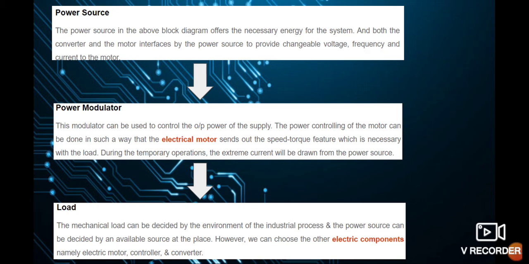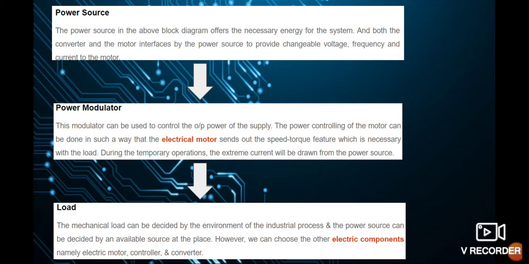Next one is the power modulator. The power modulator can basically be used to control the output of the supply. The power controlling of the motor can be done in such a way that the electrical motor delivers the speed torque feature which is necessary for the load. During temporary operation, the extreme current will be drawn from the power source. That is, the power modulator can basically be used to control the output power of the supply.